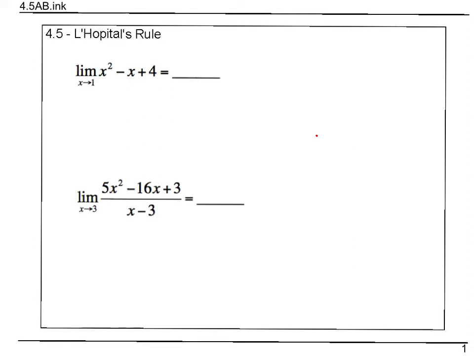Hi everybody, today we're going to take a look at 4.5 L'Hopital's rule. This is a rule that allows us to evaluate limits of indeterminate form in a different way than what we learned back in chapter 2. So first, as a warm-up, we're just going to refresh on evaluating limits.